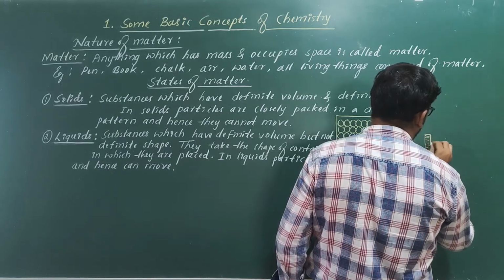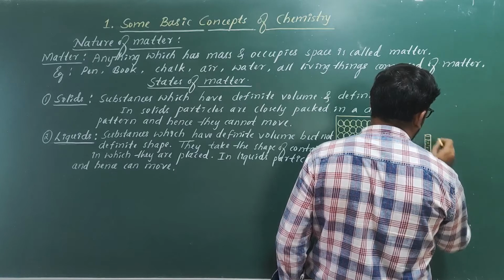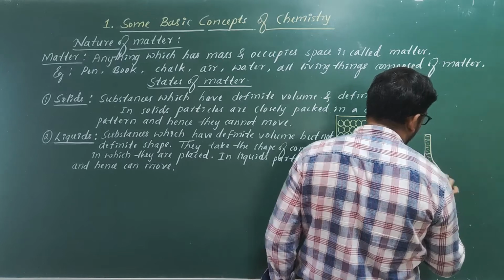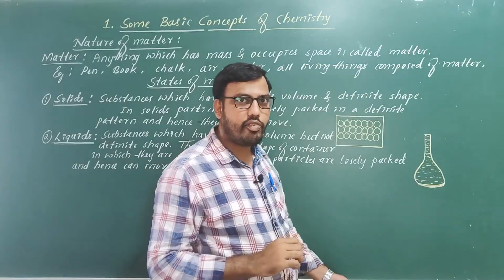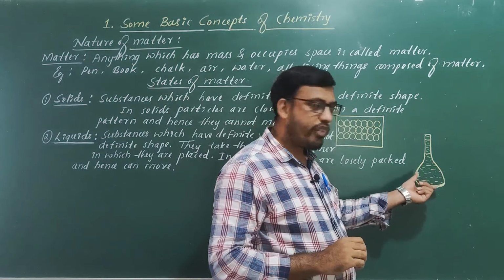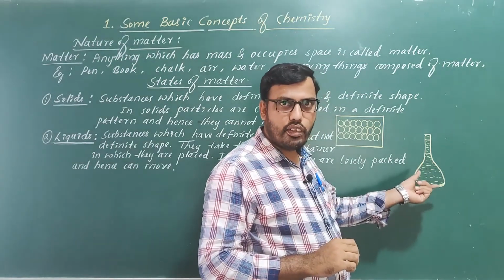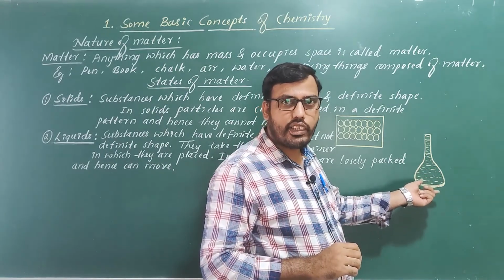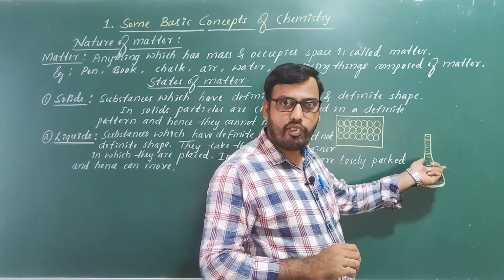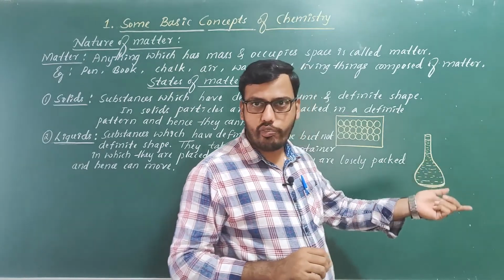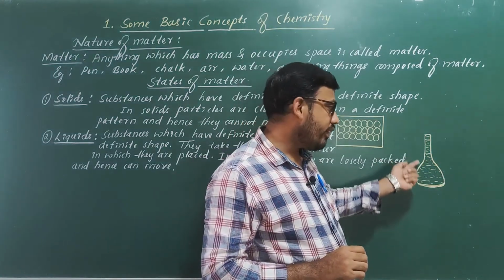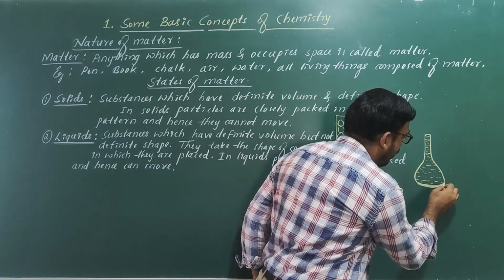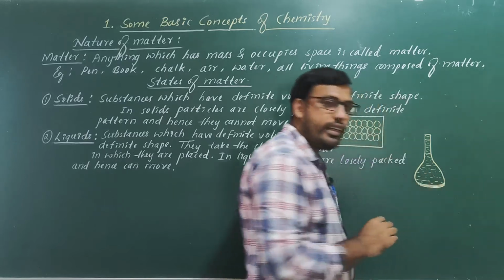Say I have taken 1 liter of water which is placed in a standard flask. Now the particles are free here, so they can move, and it takes the shape of the flask because its shape is not fixed. But the volume, say 1 liter, whatever container you are using, the volume of the liquid will remain the same, that is 1 liter only.